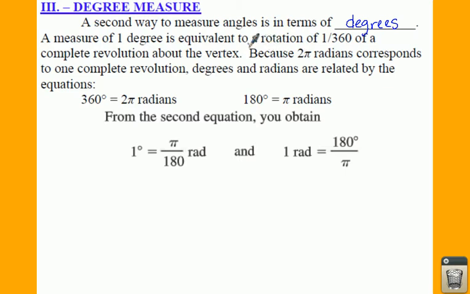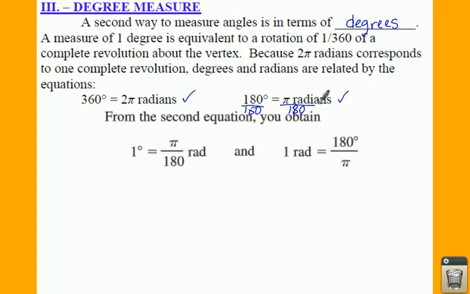revolution around your circle. So if you think about it, if you have 360 degrees, you divide by 360, you have 1/360. Because 2 pi radians corresponds to 1 complete revolution, degrees and radians are equivalent by saying 360 degrees is equal to 2 pi radians, 180 degrees is equal to pi radians. So if you just divide both sides of this second equation, if you want to get 1 degree, you divide by 180 and divide this by 180, you get pi over 180 radians. So 1 degree is equal to pi over 180.